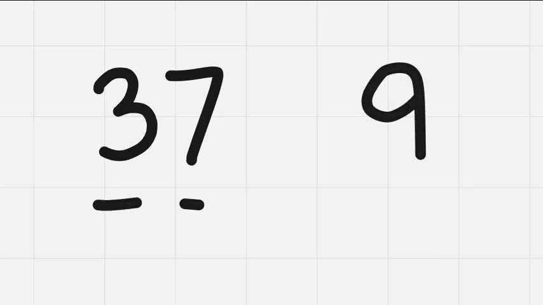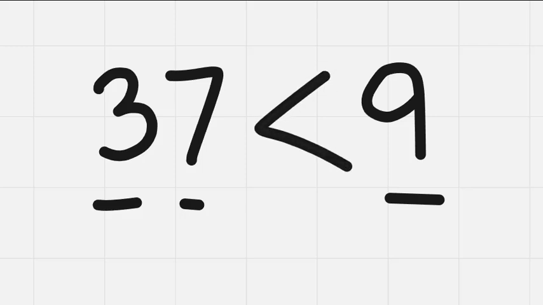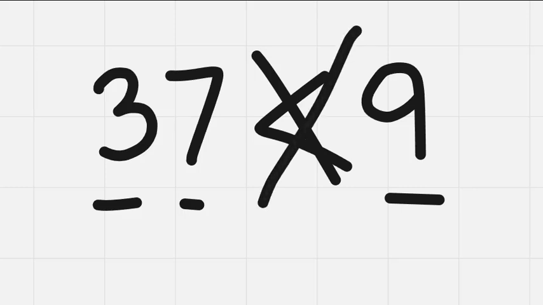Sometimes we might have a situation where the number of digits is different. For example, here we have 2 digits, 3 and 7. In the number 9, there's only one digit. Someone may say, oh, 9 is bigger than 3. 9 is bigger than 7. 9 must be bigger. But that is not correct.